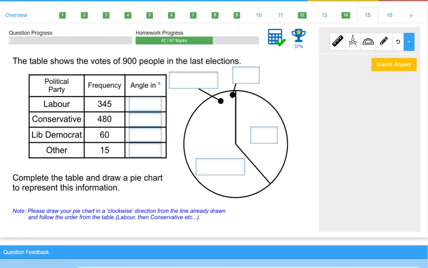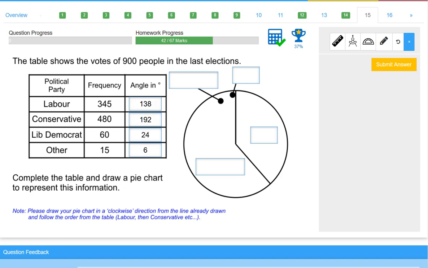This time I'm told there are 900 people in the last election. So my problem is going to be, again, how many is one person? Well, I'm going to do 360 degrees divided by 900 people. And that tells me that one person is 0.4 of a degree. So Labour will be 345 times 0.4. For Conservatives will be 480 times 0.4, and so forth. So let me just fill in that table for you just now.